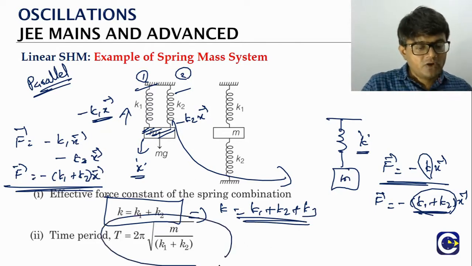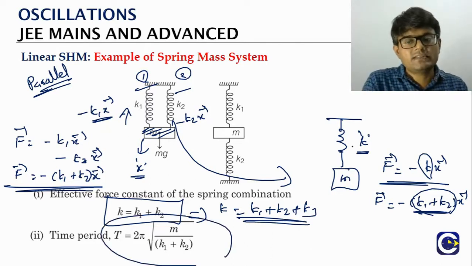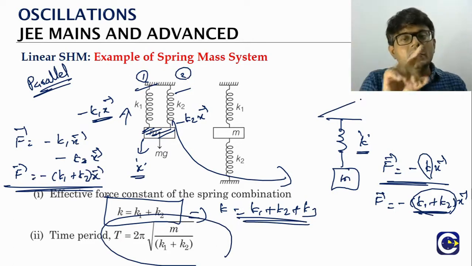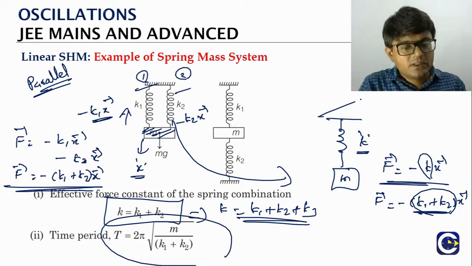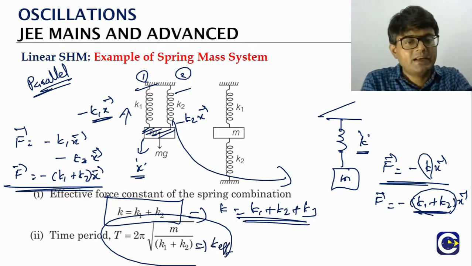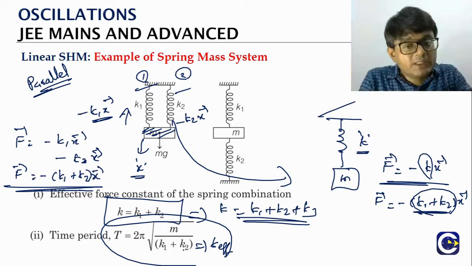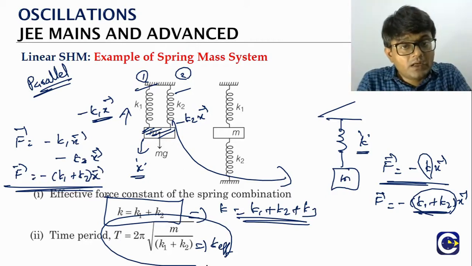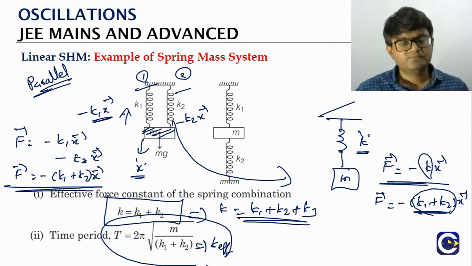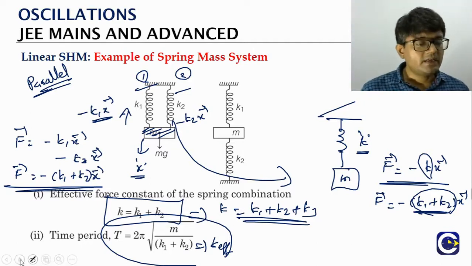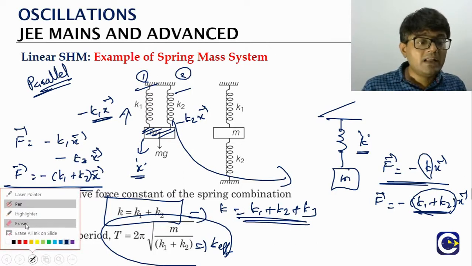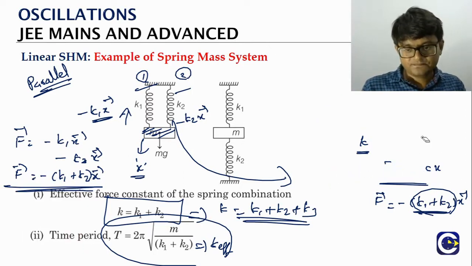The period of oscillations will be given by what? If you just have one single spring, it means 2 pi root m by k. So in place of k, what will we get? The k effective. If you have just two springs in parallel, what is the k effective? K1 plus K2. Three springs means in the denominator what will come? K1 plus K2 plus K3 will come. So this type of arrangement is what we call the parallel arrangement of the springs.